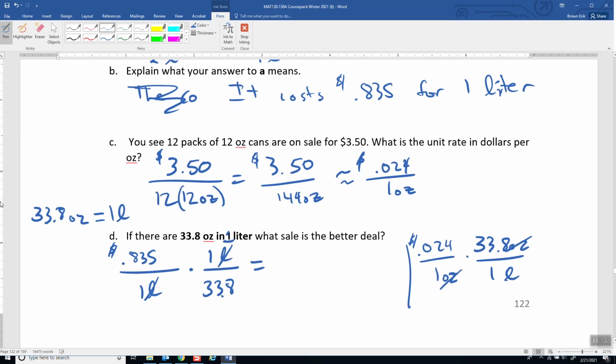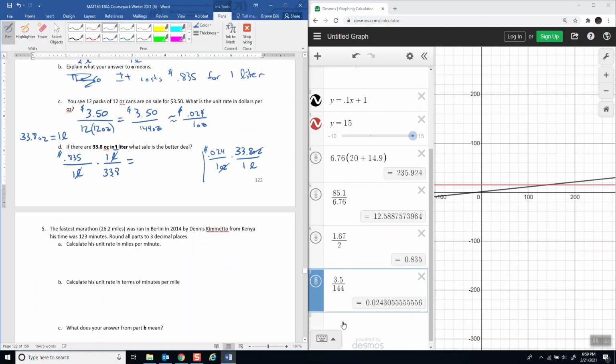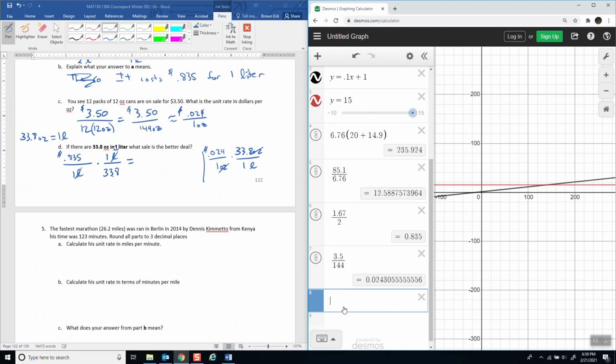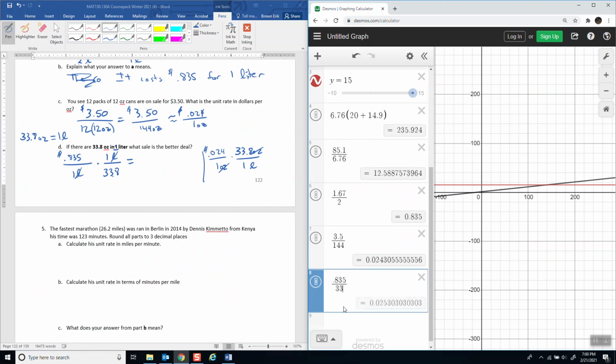So let's split screen this. The old computer can handle it. And we need 0.835 divided by 33.8. Okay, so this is, oh, look at how close this is. This is 0.02470414 dollars per ounce.